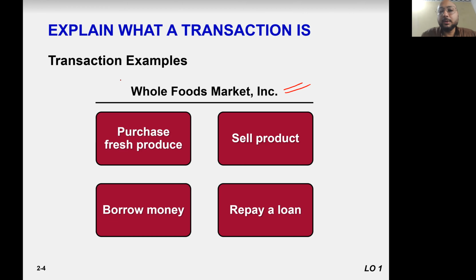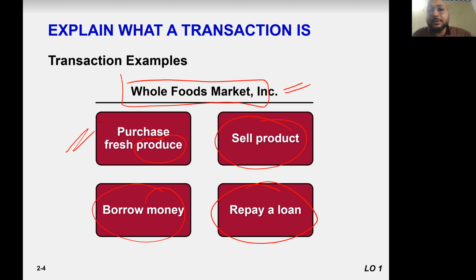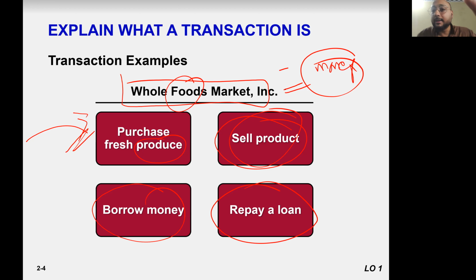So here the company name is Whole Foods Market Incorporation. They purchase fresh produce and sell product, borrow money and repay loans. So when they purchase products, what do we mean by the transaction? Does it have a financial impact? Yes, we purchase products, fresh foods, and sell it to the market to earn money. It does have financial impact.